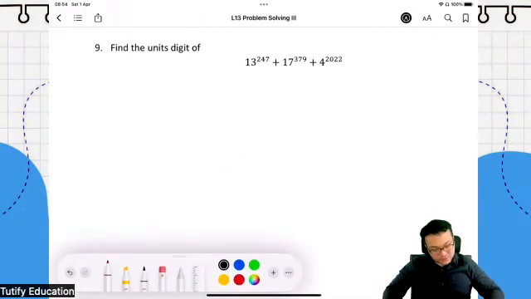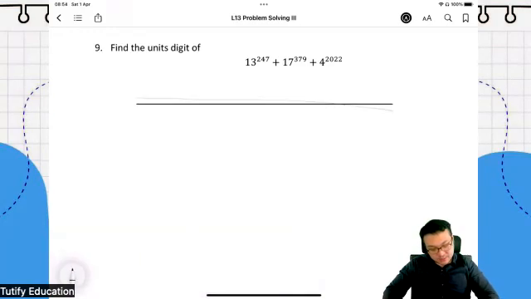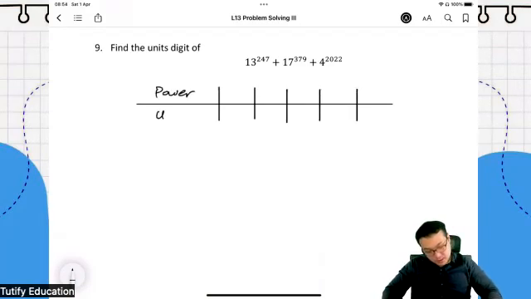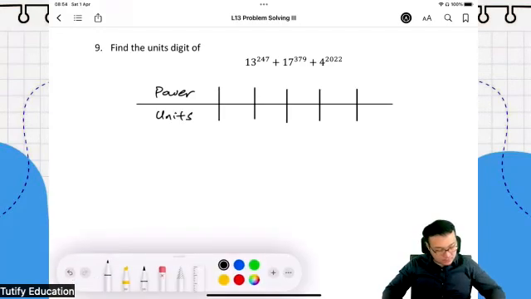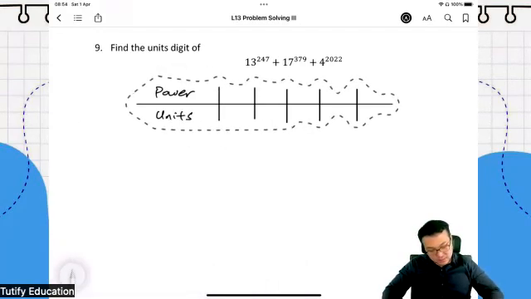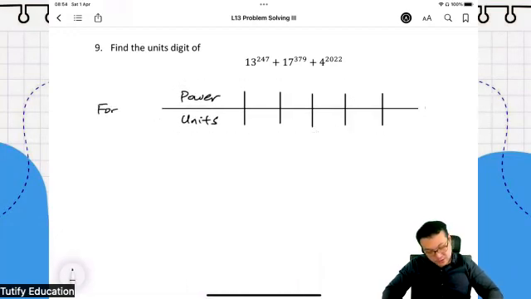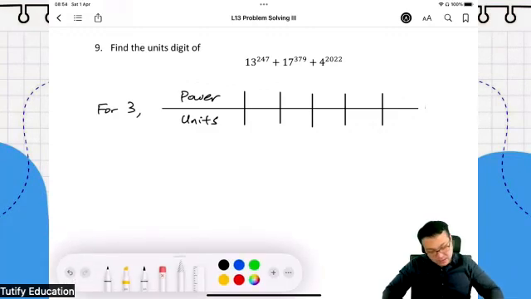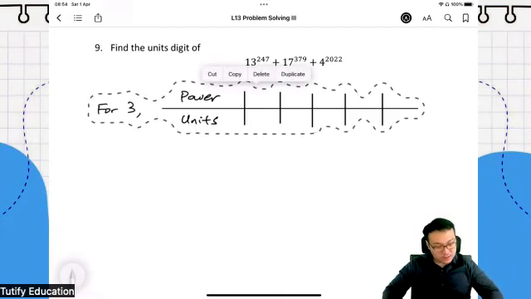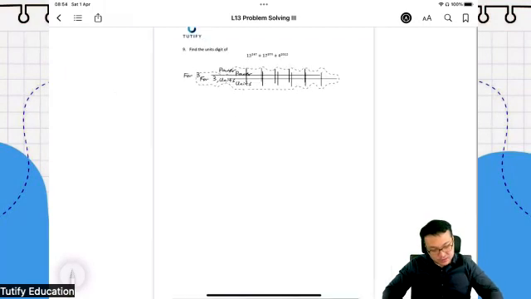Okay, for this, we need to find the units digit. I'm going to draw a table so that you can help us to spot a pattern. Let's try to spot the pattern. Power and the units digit. Let's start with the number 3 first. I'll explain to you what I mean later on. Let me just duplicate first.